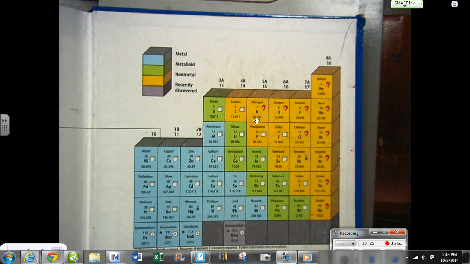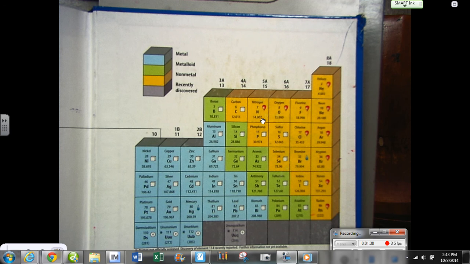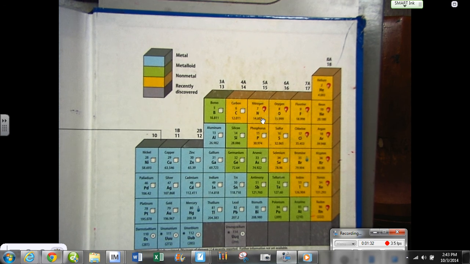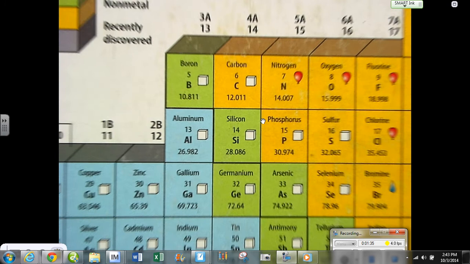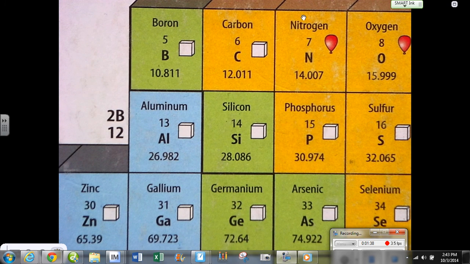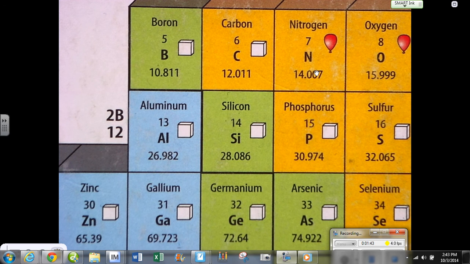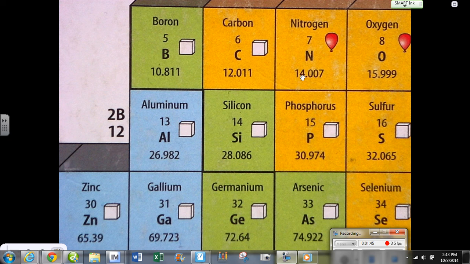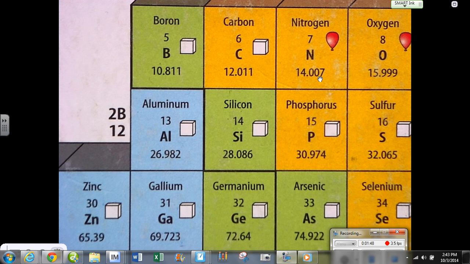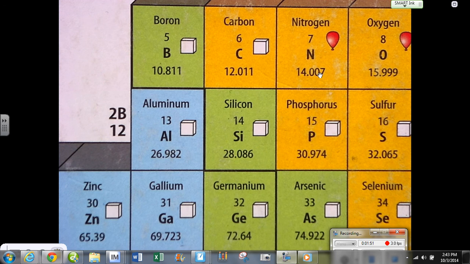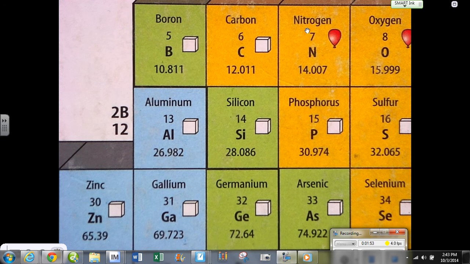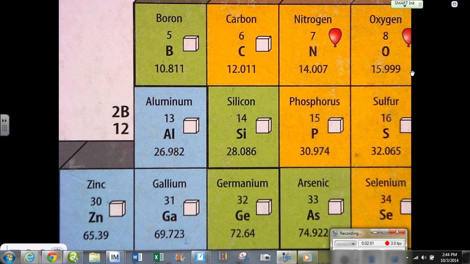And down at the bottom, you see 14.007, yes? Okay, let's get in there nice and close. Aha, now we can see it better. There we go. Nitrogen 7, that's the atomic number. And then down here, we have the atomic mass, which is very different than the mass number. We'll talk about how that works in just a moment. And so you can see over here for oxygen, the atomic number is 8, and the atomic mass is 15.999.